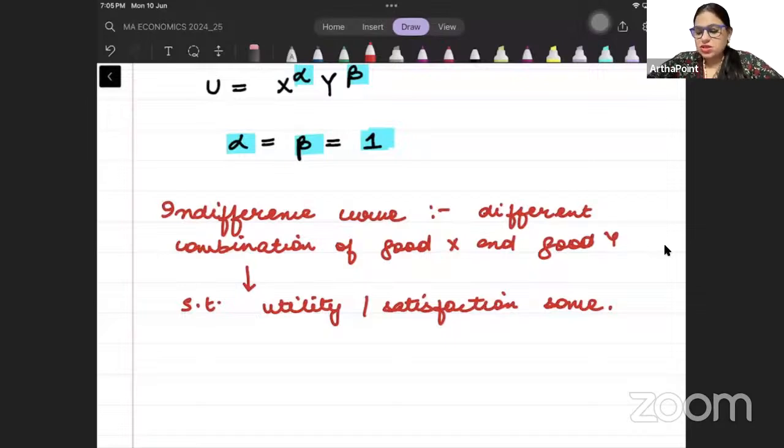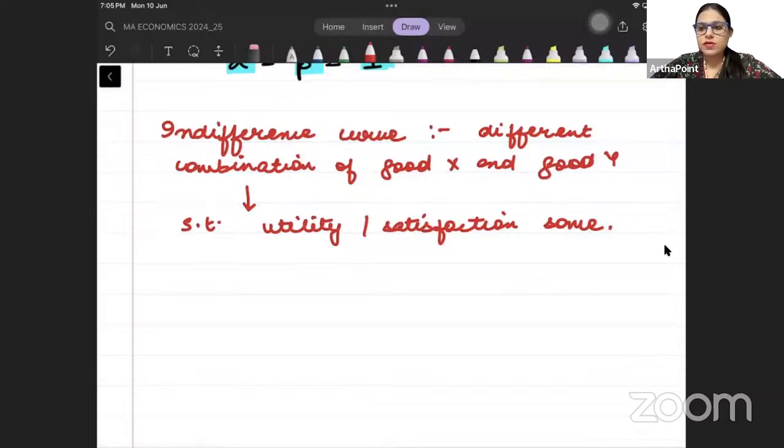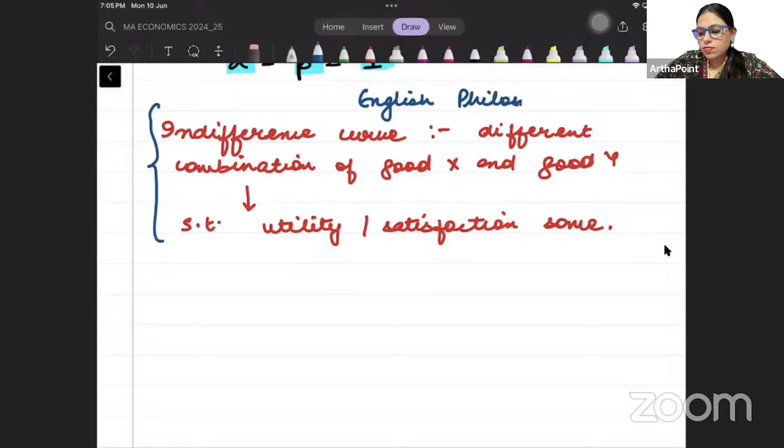Now, it is very interesting if you go through how the word utility was developed. You would be amazed to know that the word utility was initially used by an English philosopher. He used the word utility in a very general way. He just said that the satisfaction or the pleasure that one gets from a commodity is utility. Later on, economists picked up this word and started using it for the purpose of economics. But initially, it was an English philosopher who used the word utility.